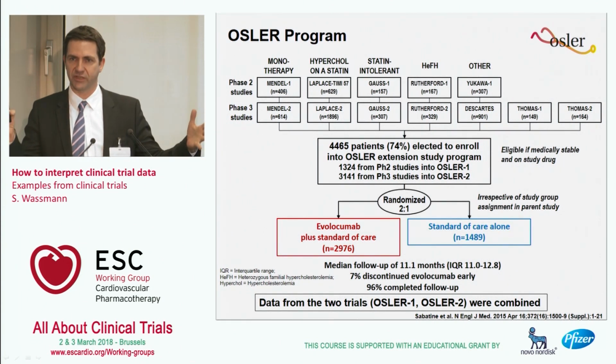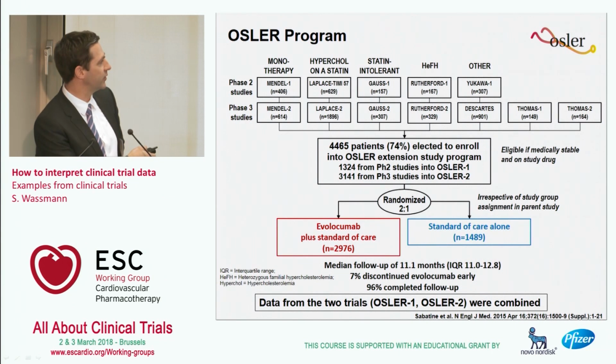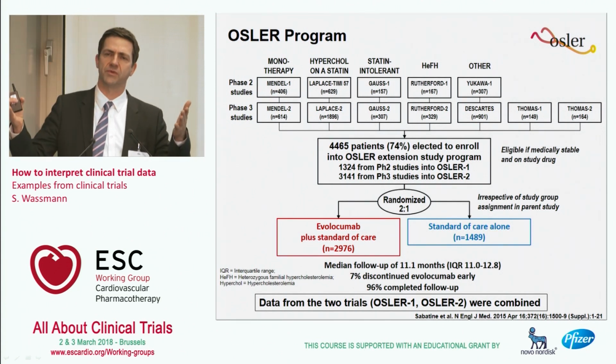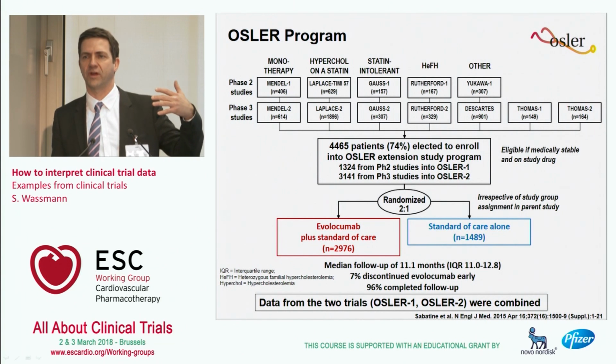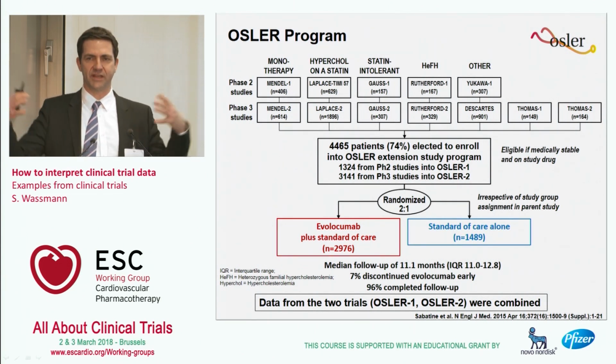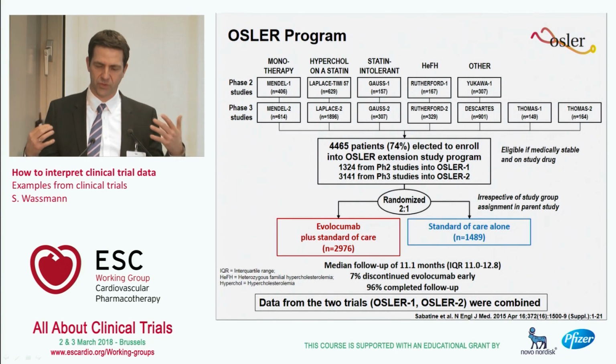So that was like a new study cohort, and they were randomized to receive evolocumab or standard of care. Okay? And then there were OSLER 1, OSLER 2, which were different cohorts because they took the phase 2 trial patients and, on the other hand, the phase 3 trial patients. And then the data from both trials, if you wish, were combined in the analysis.